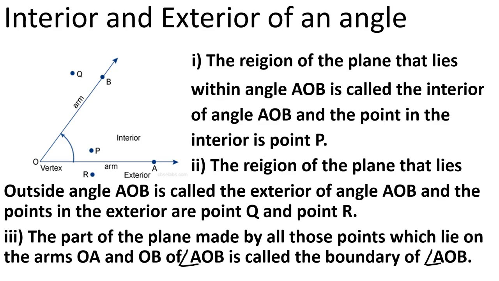The part of the angle made by all those points which lie on the arms OA and OB of angle AOB is called the boundary of angle AOB. What do you mean by this? That all the points which lie on the arms of the angle, OA and OB, these two arms. So whatever points are lying on these two arms, or we can say on the angle AOB, that is called the boundary of angle AOB.